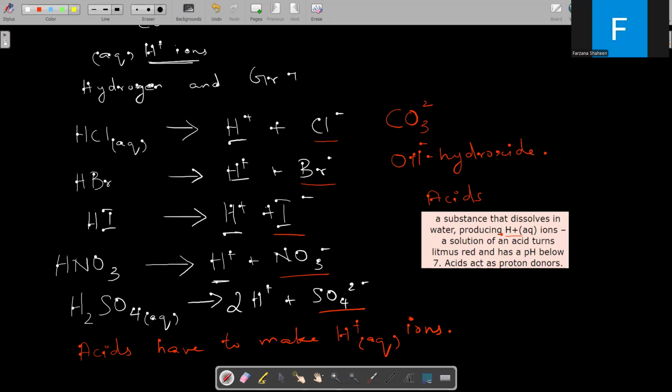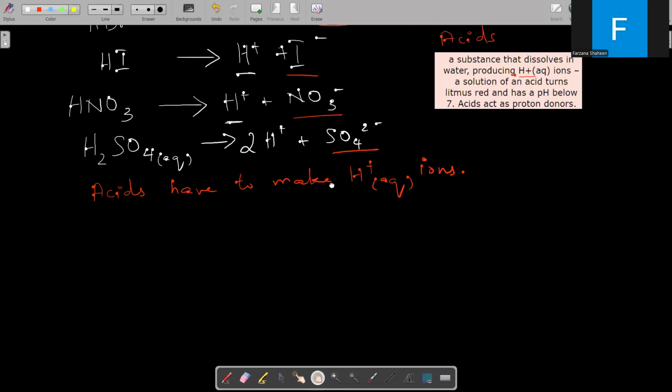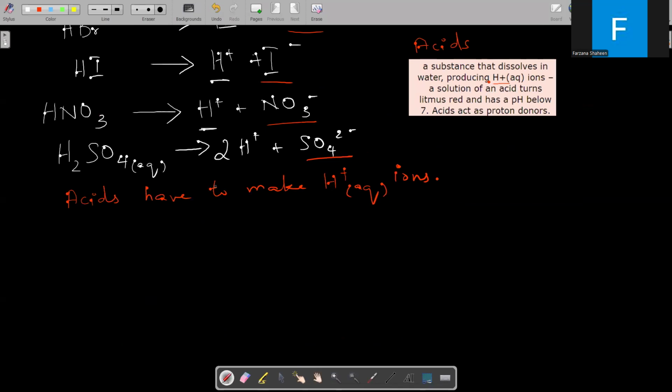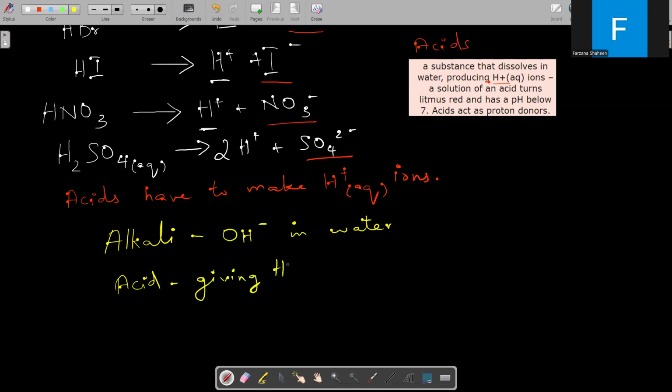Now, what is the opposite of an acid? It's an alkali. So the opposite of an acid is an alkali. And what is an alkali? It has to make hydroxide ions in water. So when I said opposite, it means acid is giving hydrogen ions.